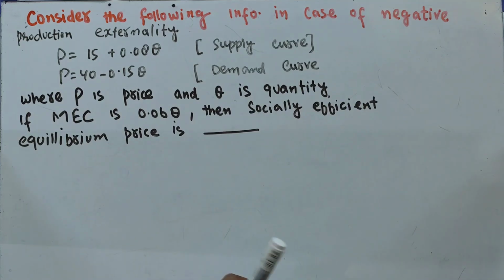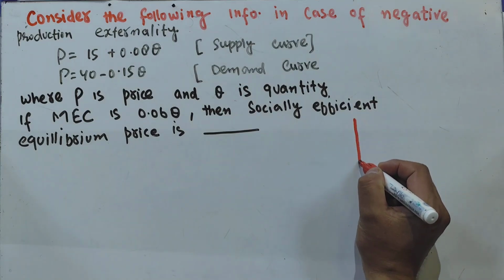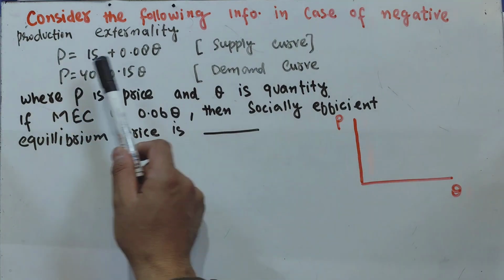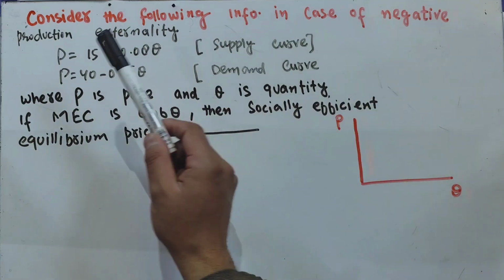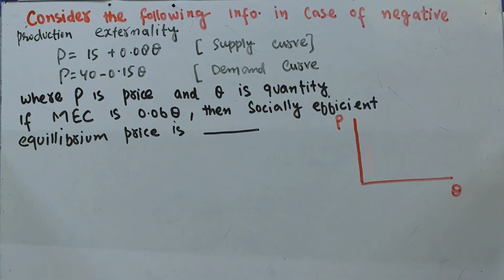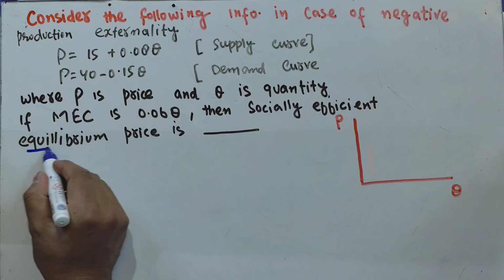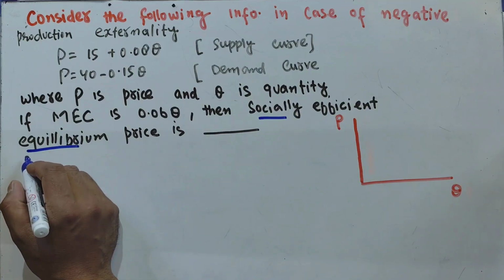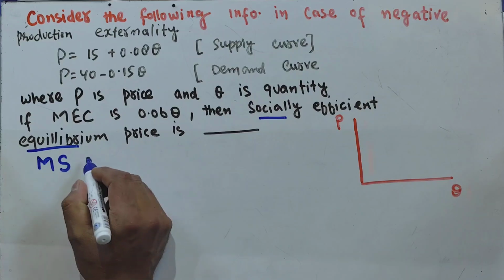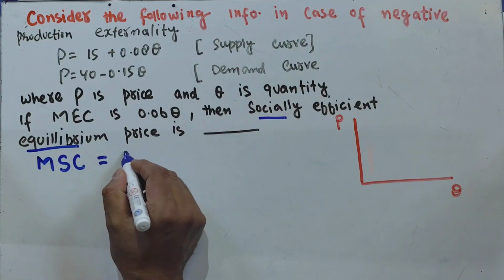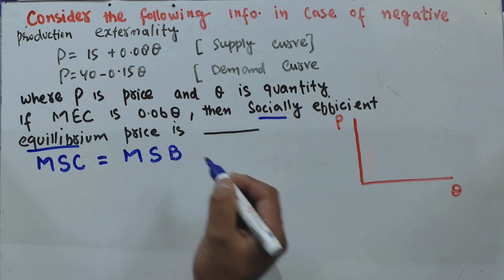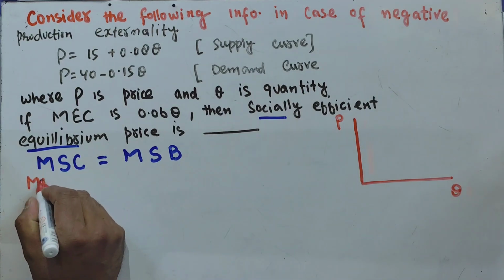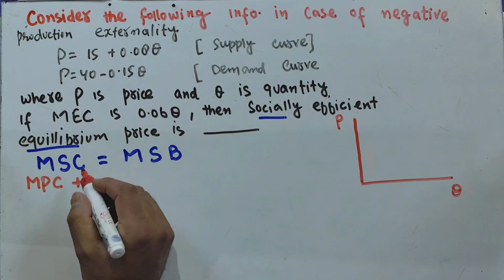Okay, so what we are being told here, and if I draw the graph here, let us suppose we have the quantity on the horizontal axis, price on the vertical axis. We are being given the supply curve and demand curve in case of negative production externality. Okay, and we are supposed to find out the socially efficient equilibrium price. Now, socially efficient equilibrium price occurs where the marginal social cost is equal to the marginal social benefit. By this, what we mean? Let us see. Now, marginal social cost means the marginal private cost plus the marginal external cost.